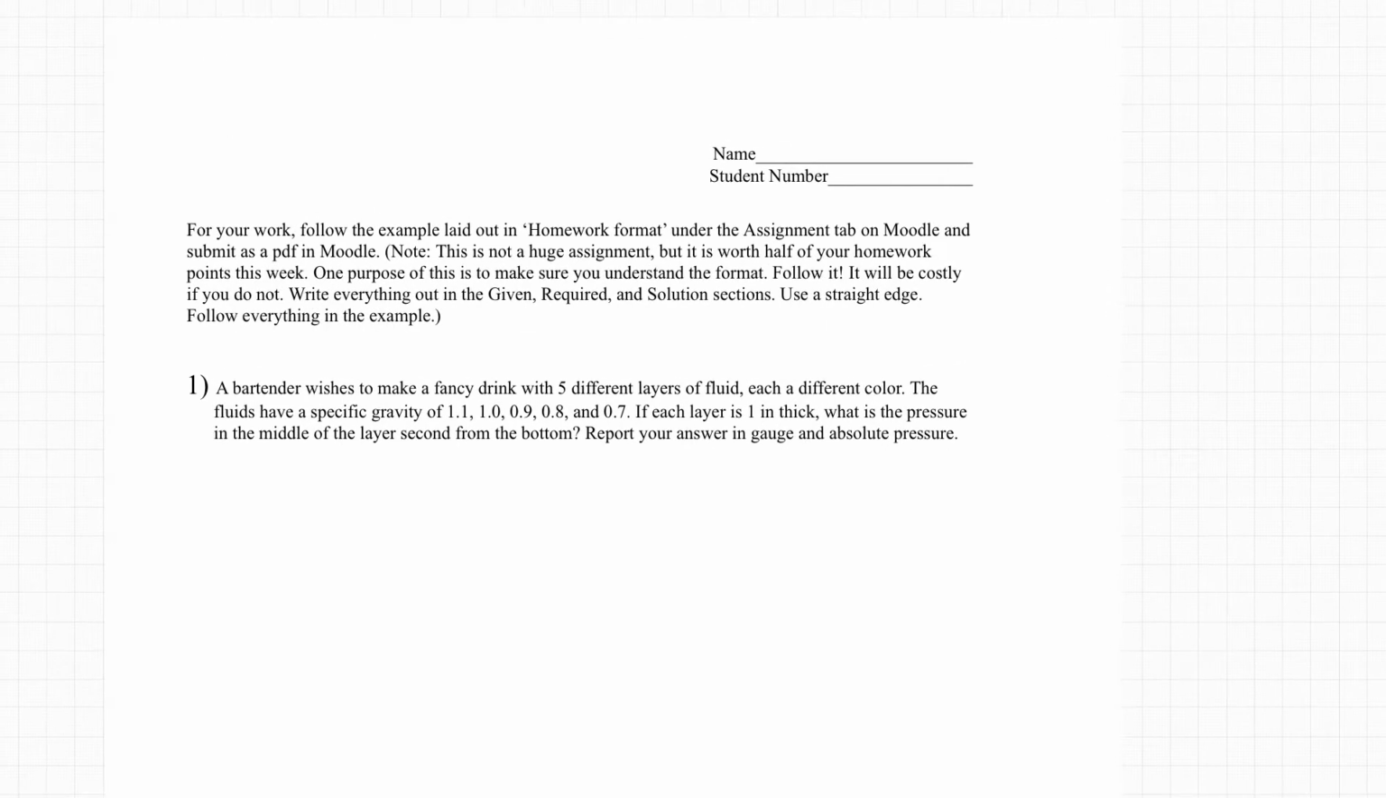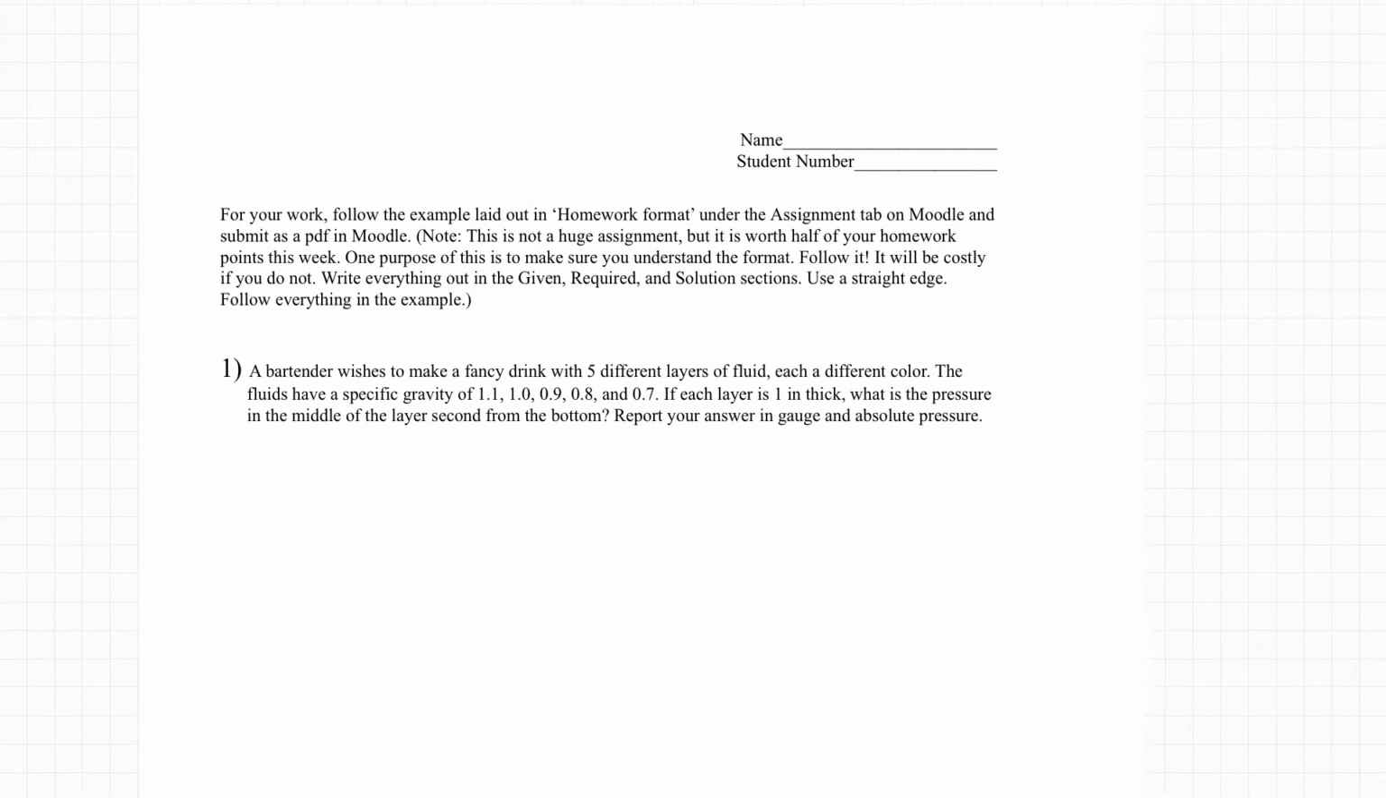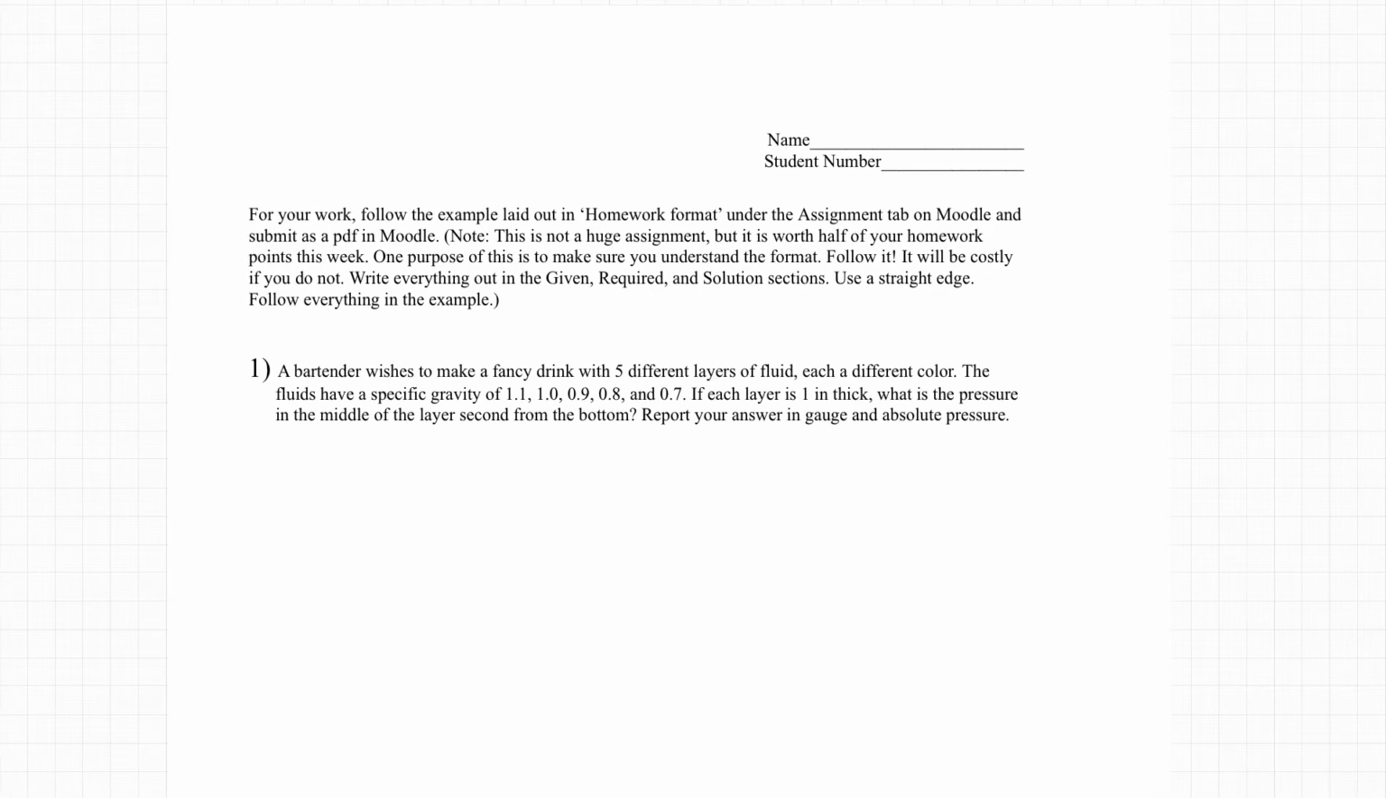All right, so this is homework 3, and we're just going to work our way through this. Again, we're going to focus on giving given, required, and solution, using a straight edge, etc.